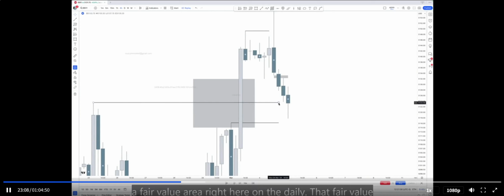Okay, we already had marked out all those different PD arrays right there. We are coming into a fair value area right here on the daily. That fair value area is what we can continue higher from, where either on the daily time frame or one time frame below it, not more than that, we want to look at the 2 candle rejection right here.